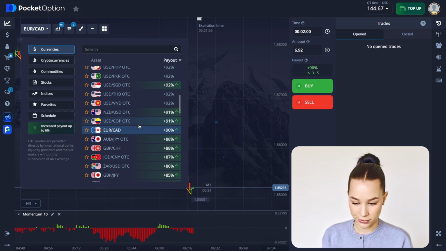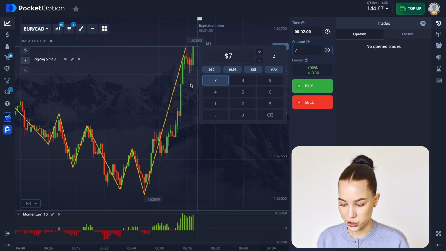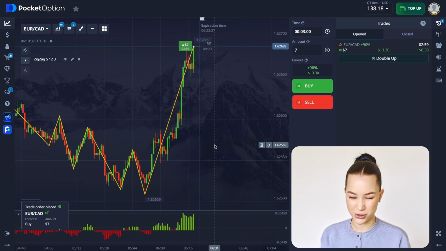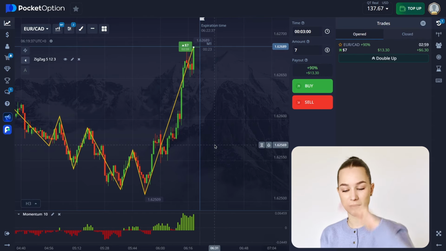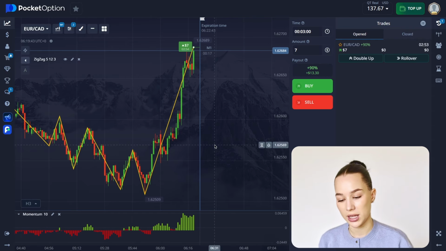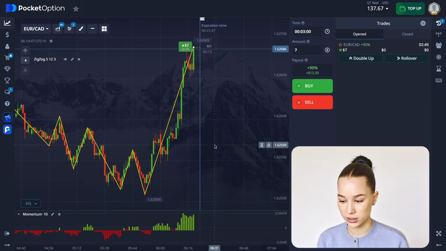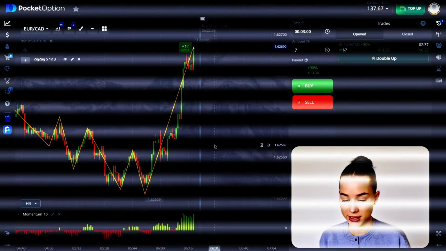For example, Euro and Canadian dollar. Okay, we're gonna change our amount of money per trade, time of the expiration to 3, and we're gonna open a buy trade, even though there's kind of a big green candle going on right now. So after it there could be some fluctuations, but at the same time, to open a trade against the trend, here it's not the case definitely. So let's wait and see the result soon.